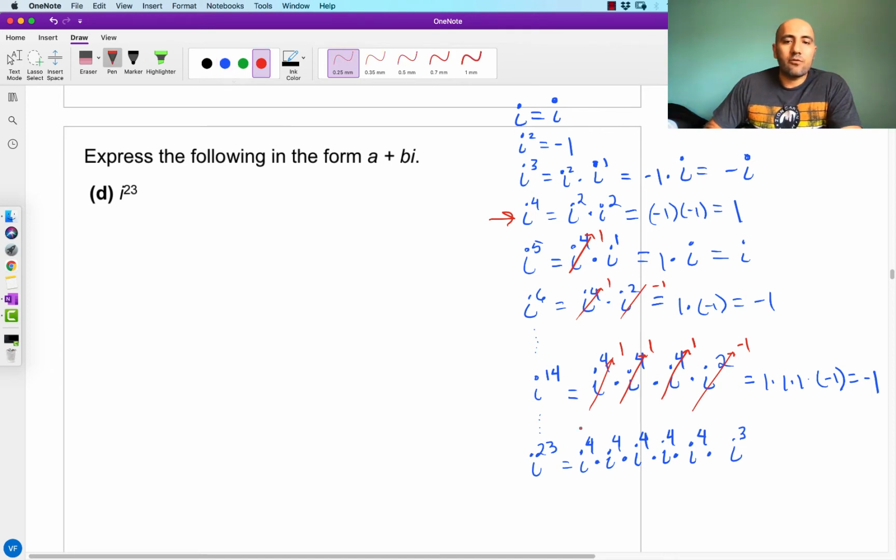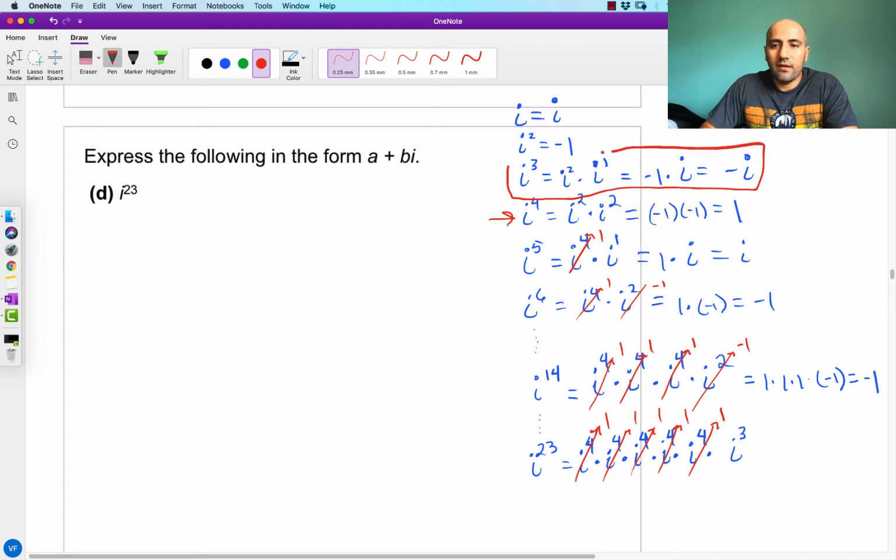So all these powers of i to the 4th become 1. i to the 4th becomes 1, i to the 4th becomes 1, i to the 4th becomes 1, i to the 4th becomes 1. And this i to the 3rd power, we saw from up here that i to the 3rd power is really just negative i. So this guy just becomes negative i. So we end up with a 1 times a 1 times a 1 times a 1 times a 1 times a negative i. So the whole thing is just going to be negative i. And that's our answer here, negative i. Good.